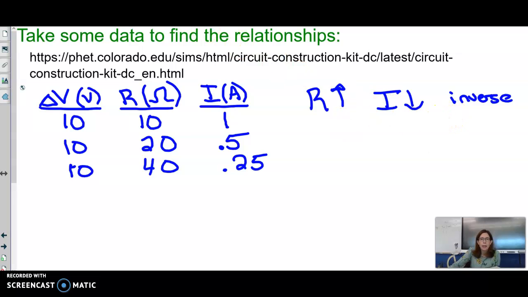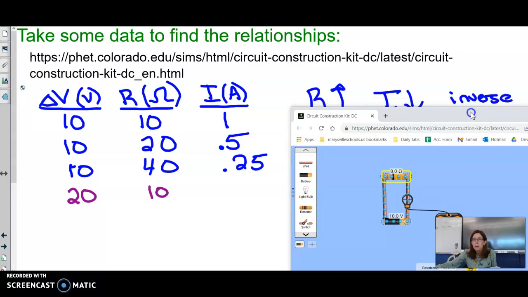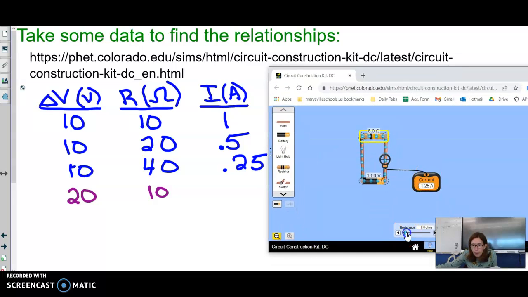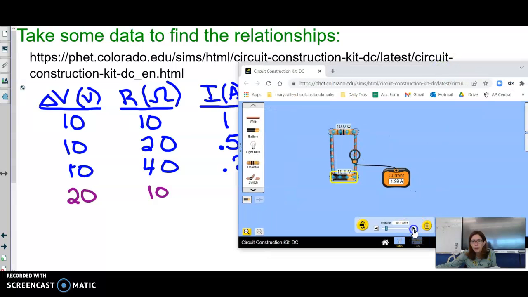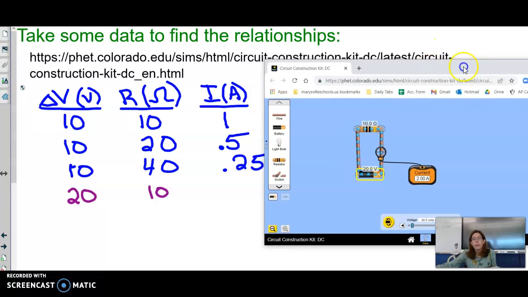Now what I'm going to do is instead vary the potential difference. So I'm going to double it to 20. And I'm going to set that resistor back to 10. I'm just going to make those changes really quickly. So my resistor, I'm going to put back to 10. You can see what I'm doing here. So I'll set my resistance at 10. And I'm going to set my potential at 20. And you can see what I end up with is a current of 2 amps.